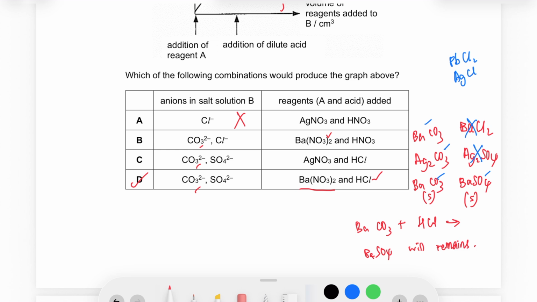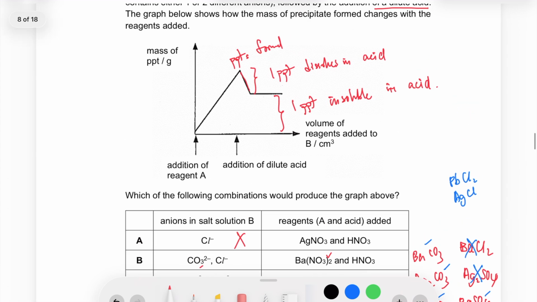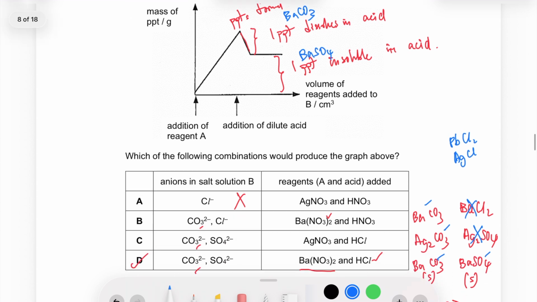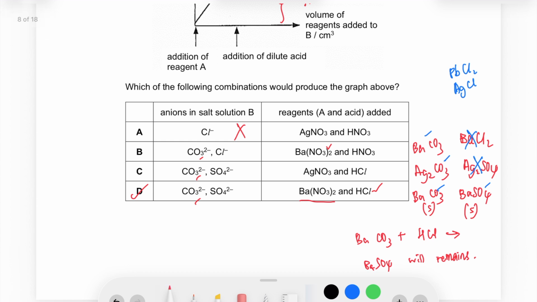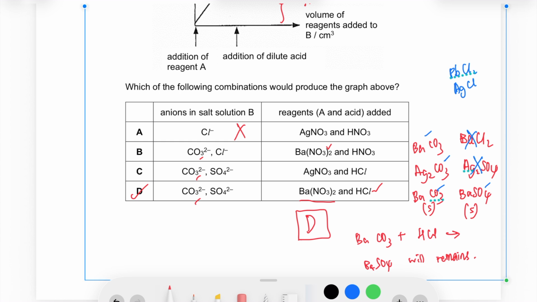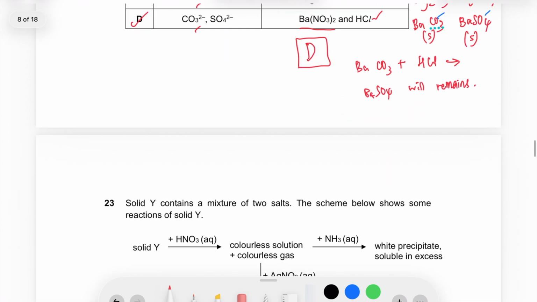So coming back, this PPT is actually barium carbonate, because when you add acid it will react. And this PPT that remains insoluble in acid is your barium sulfate. So you have to work backwards, so this is a bit more confusing. But the answer will be D. This is a very common question, so make sure you know how to do this. Moving on.